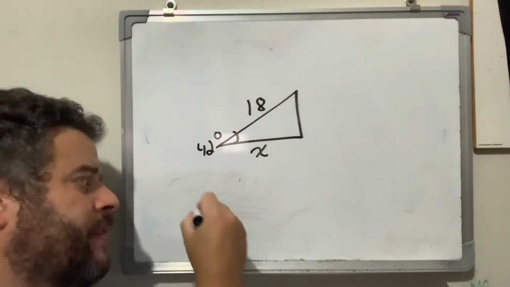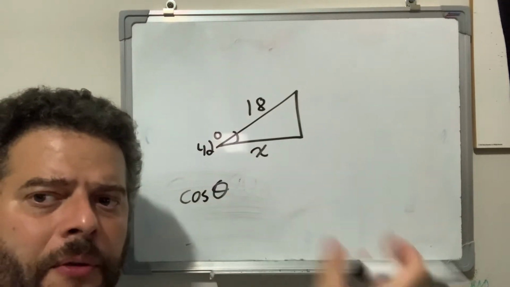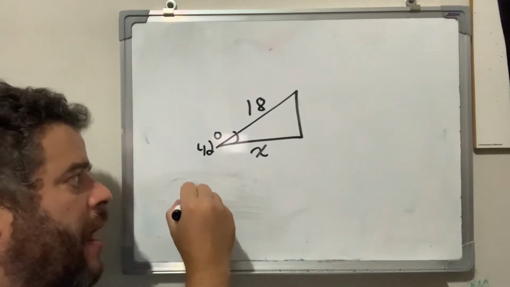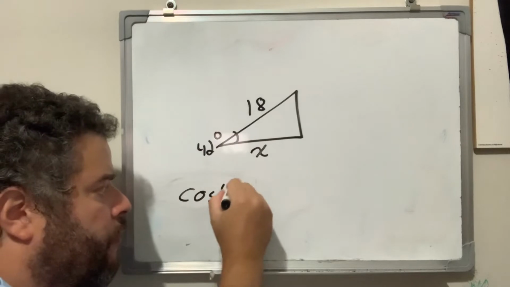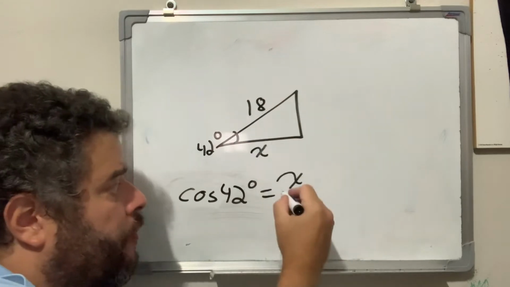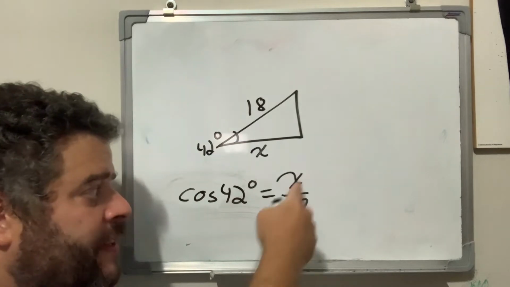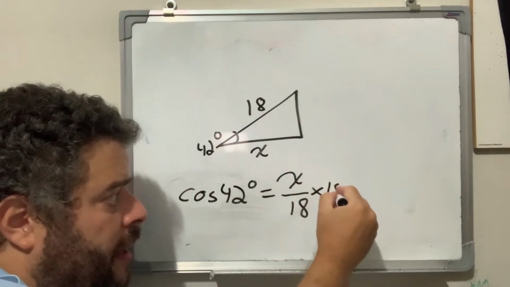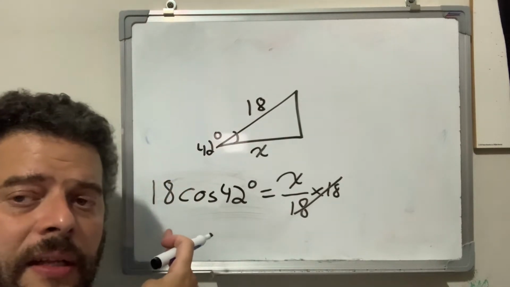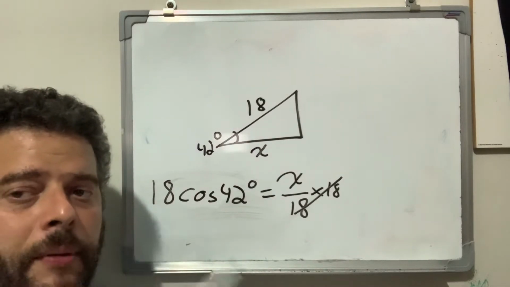Now, in the previous two examples, we were using cosine theta. Theta meaning a variable that holds an angle, any angle or a variable angle. Now they're actually giving us a measurement. So I would be using cosine 42 degrees equals adjacent over hypotenuse. And in order to find the missing side, all I have to do is isolate my x. I multiply both sides by 18, and that's it. So how do you plug this into the calculator? You hit cosine 42 degrees, bam, and then multiplied by 18.